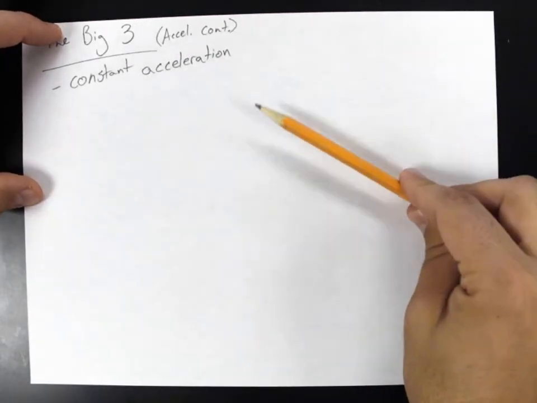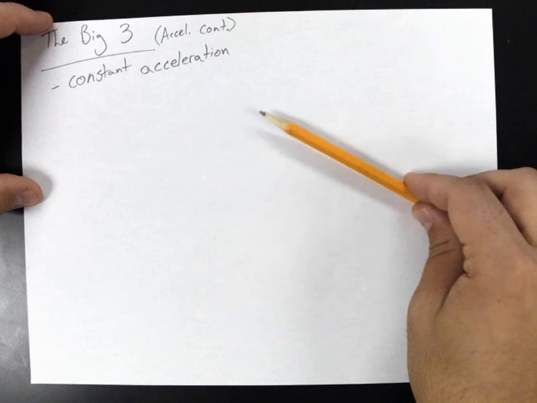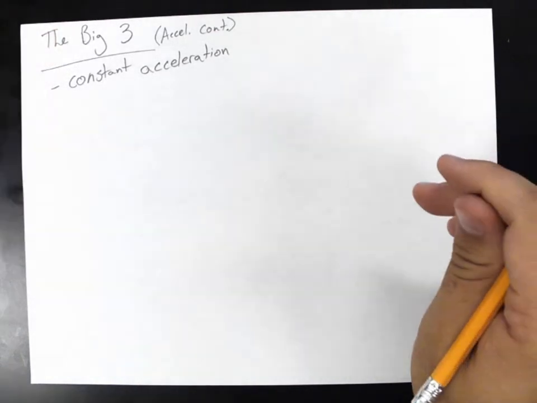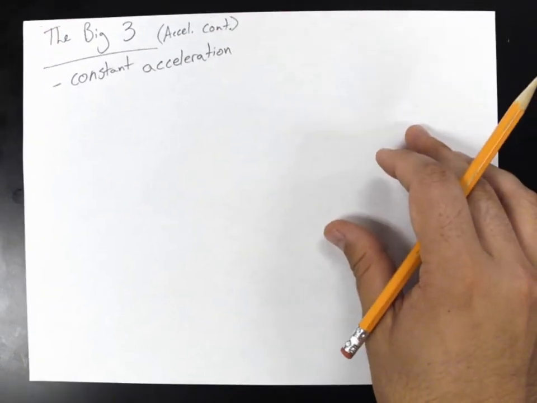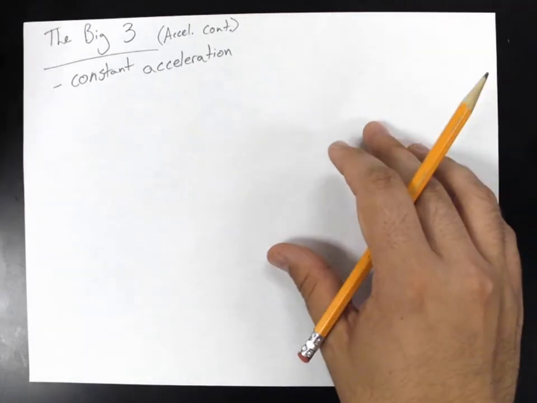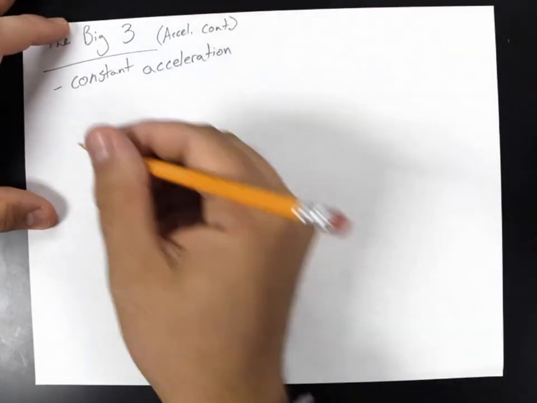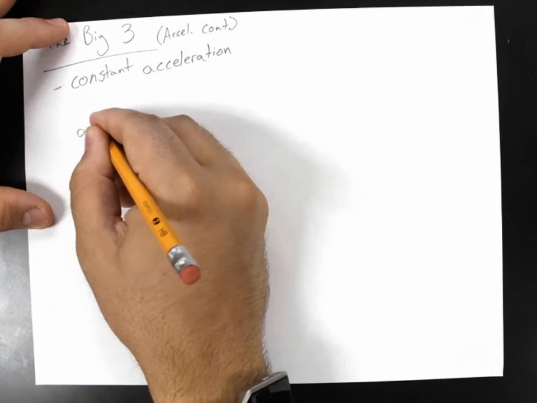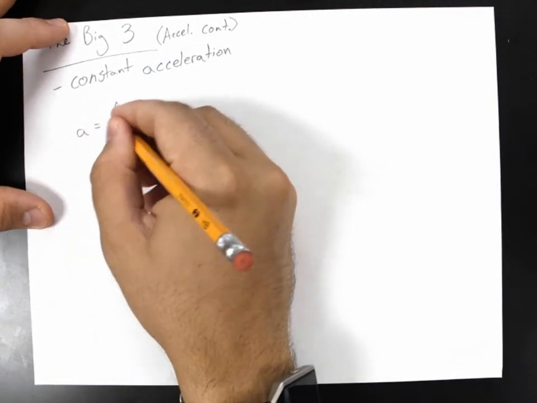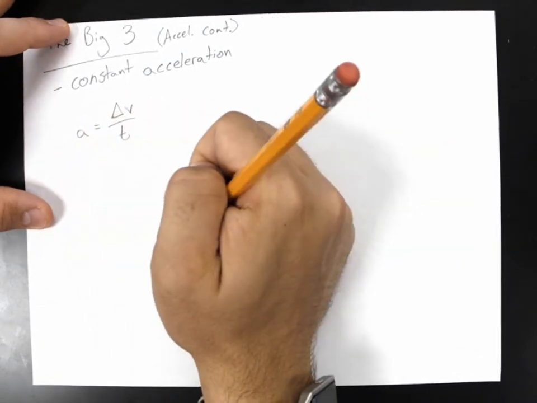The reason that we even bring them up then is because of how many times we see systems in which there is a constant acceleration, mostly involving the Earth and gravity. Now, what we're going to do is take the original equation that we had for acceleration, which is change in v over t, and we're going to rewrite it.